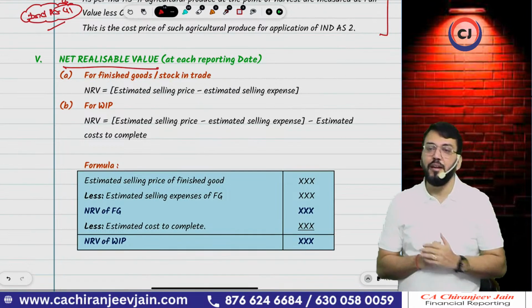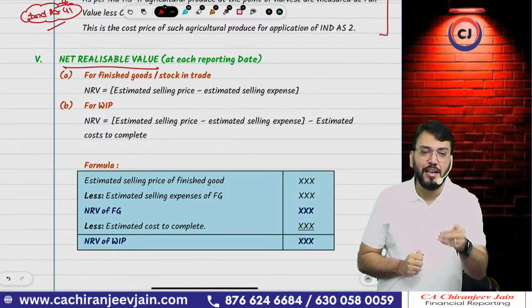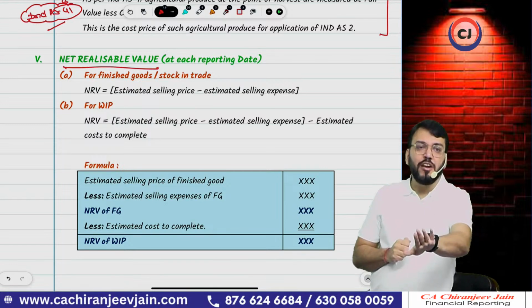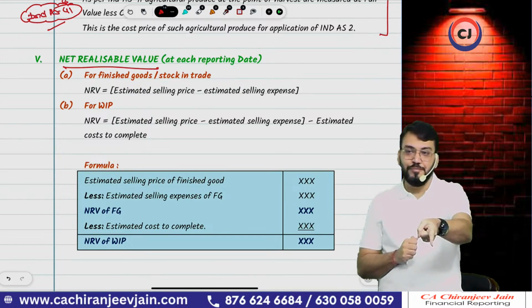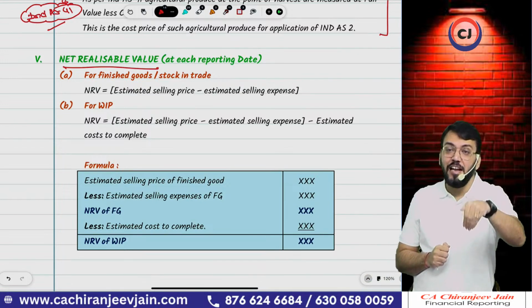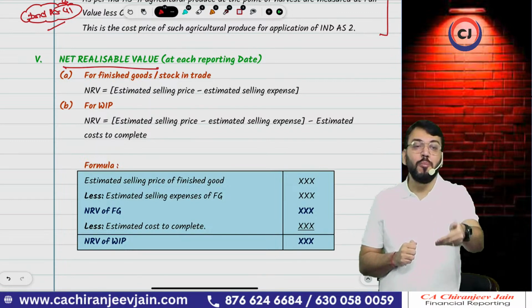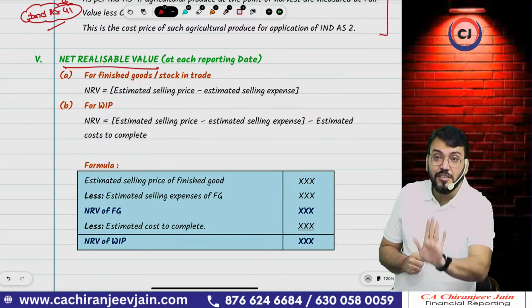Then what is the meaning of NRV? Here we need to find out NRV for finished goods and stock in trade, both are held for sale. Then for WIP, that is held in the production process. Then for raw material, that are held for consumption.